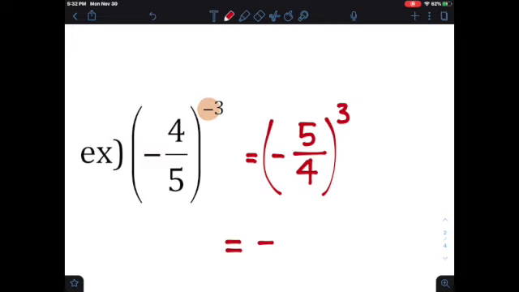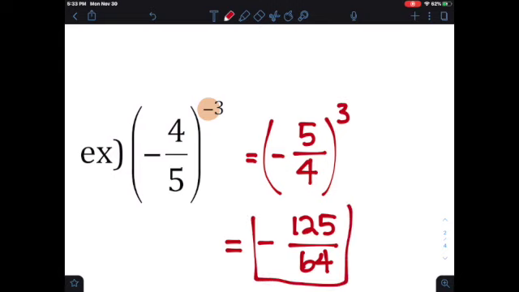And 5 to the third power is going to be 5 times 5 times 5, that's 125. And then 4 to the third power is 4 times 4 times 4, therefore it's 64. So that is your correct answer right there, negative 125 over 64. I don't want it in decimal. Please do not give it to me in decimal. If you don't know how to use your calculator correctly, please ask me. I'll show you how to put it in so you will get your fraction.